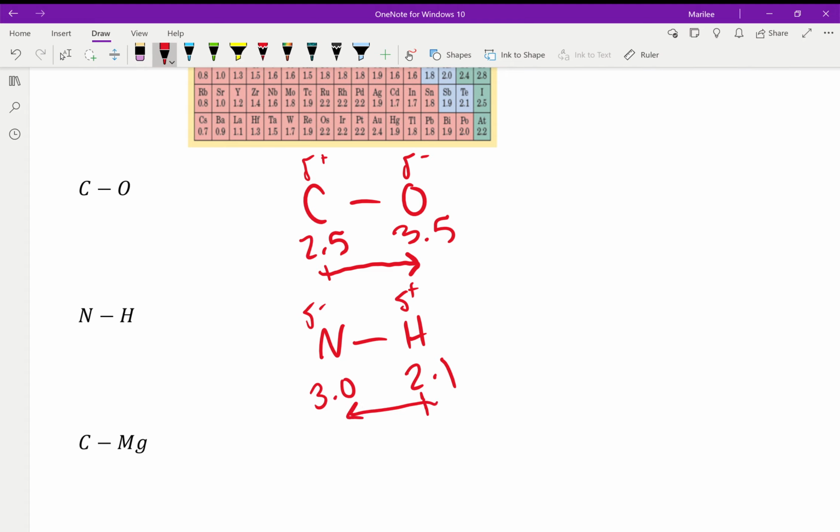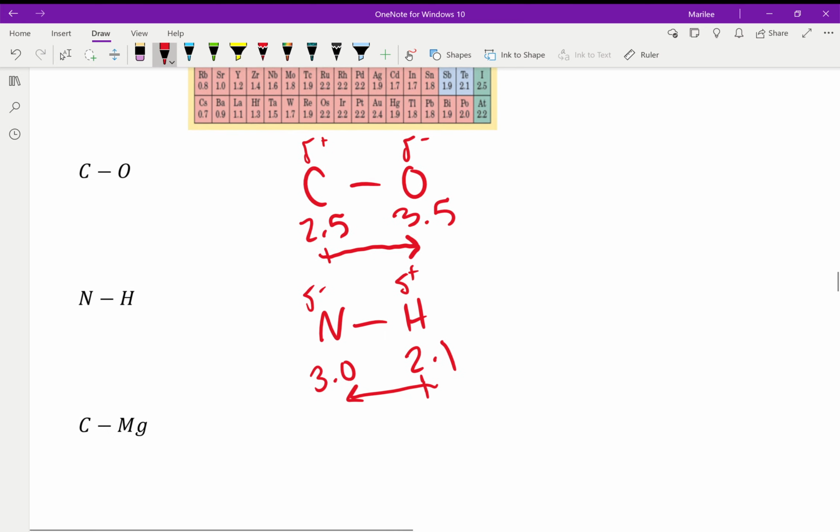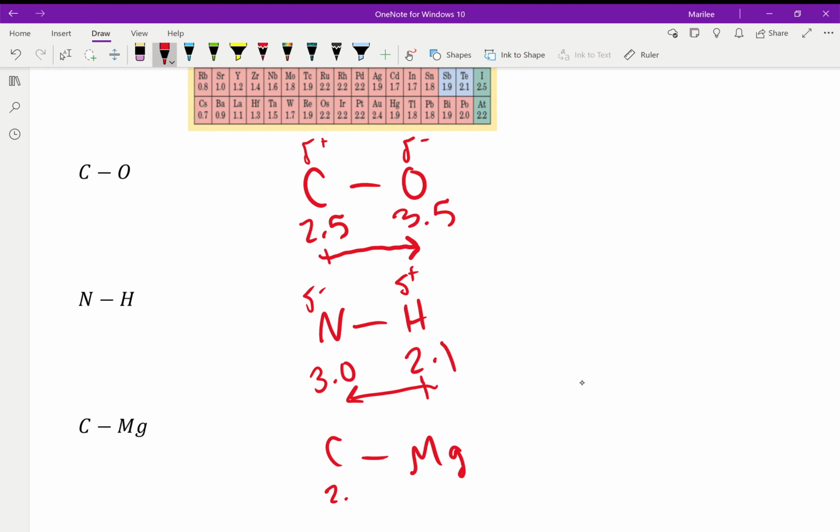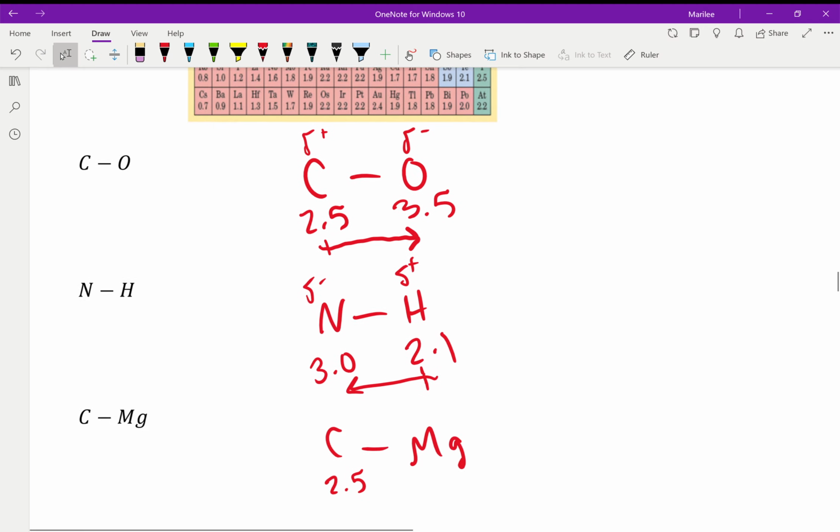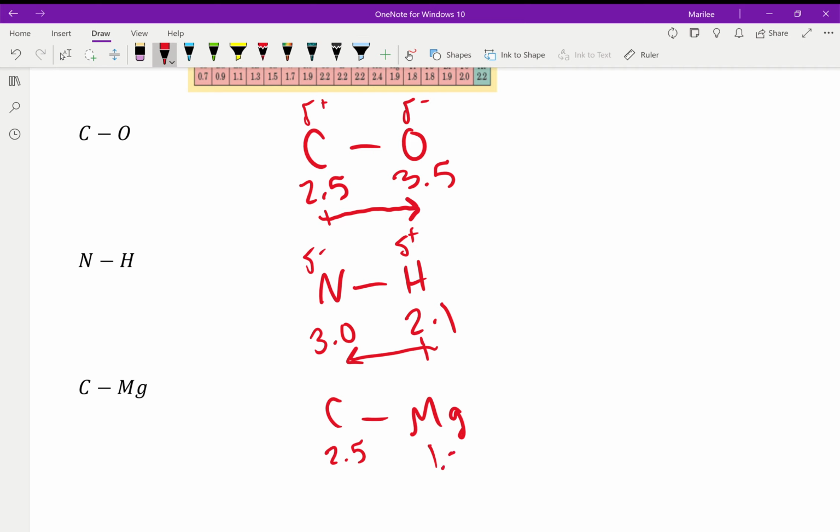Last example here, carbon and magnesium. Carbon is 2.5, magnesium is 1.2. So 1.2 is lesser, so it's partially positive. 2.5 is more, so it's partially negative, and therefore the dipole will go from lesser to higher.